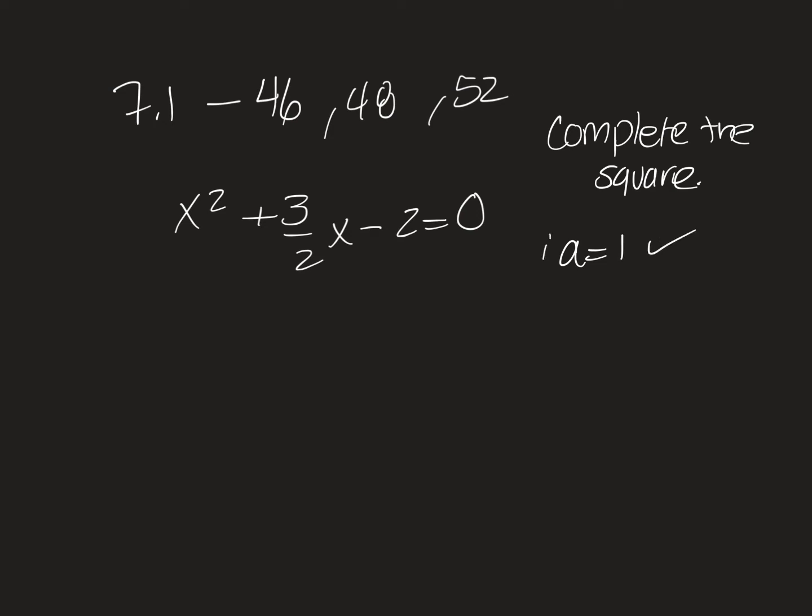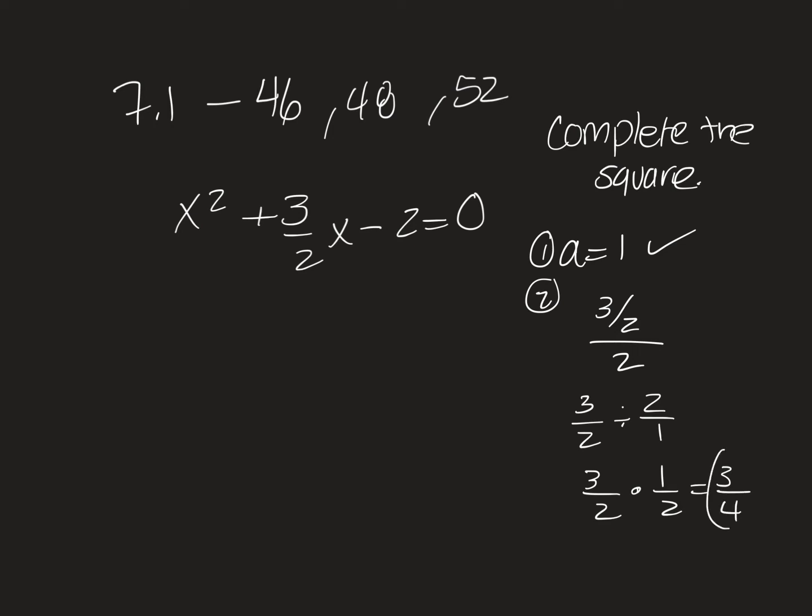Then the second step is we take b and we divide it by 2. So this is like really this, right? So then I have to switch it to this. And then I have to square it, which would give me the 9/16, right? So then the next step is we move c over.